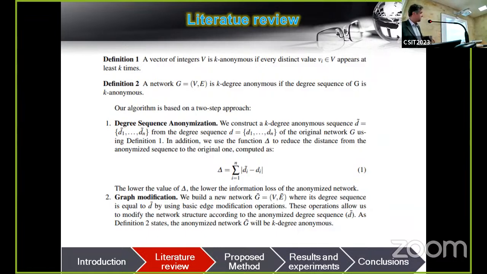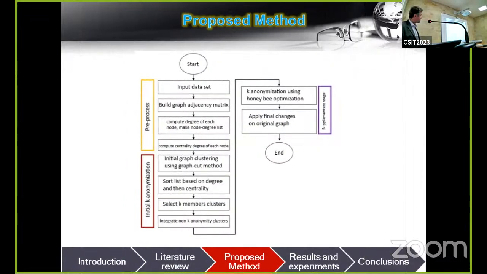So in this definition, we only add or delete edges, and the number of vertices is not changed. Here is the proposed method.